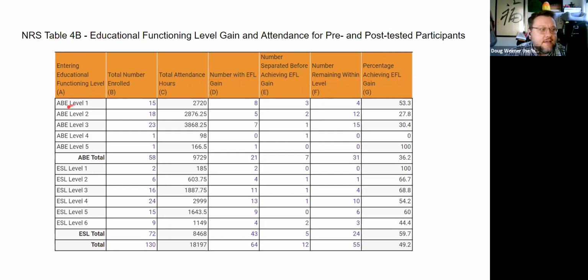So we see that here under AB level 1, the enrollment is 15. That doesn't mean 15 total students at AB level 1. It means 15 students at AB level 1 have both a pre and post test match. And then the rest of it is fairly self-explanatory: the total number of attendance hours, the number that made a gain, the number that left without a gain, the number that you still have without a gain, and the percent achieving a gain.